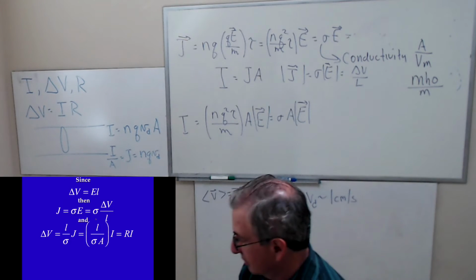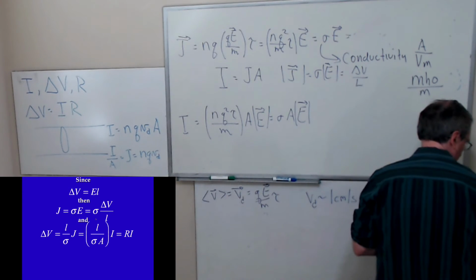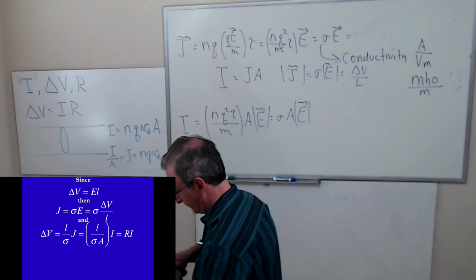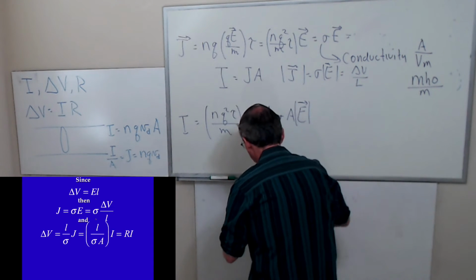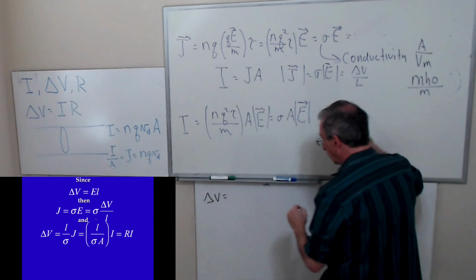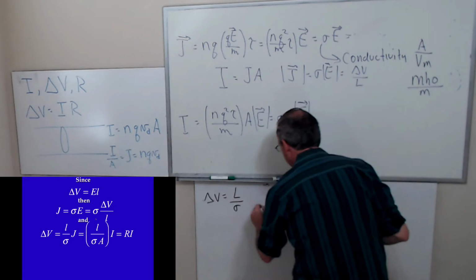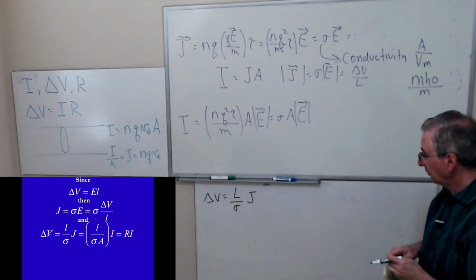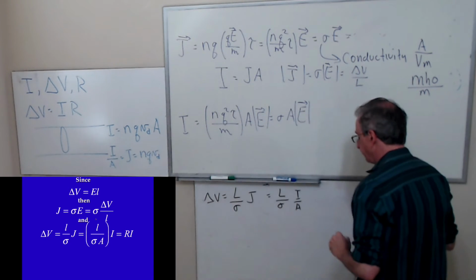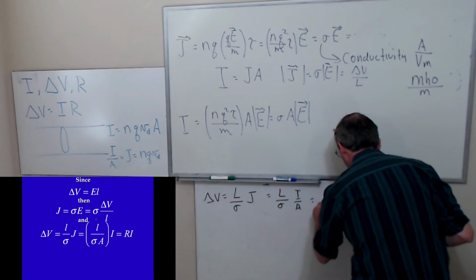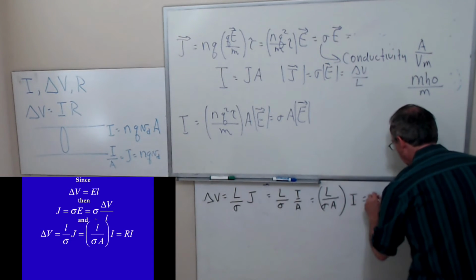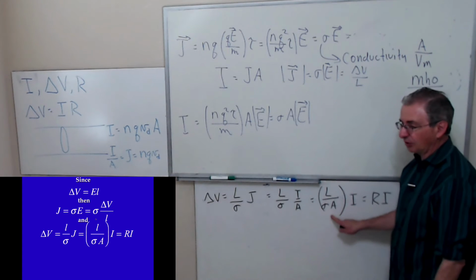Then we can write delta V. If I solve this for delta V, what am I going to get? I'm going to get L over sigma times J. But J is I over A. And so that gives me L over sigma times A times I. And I'm going to call this constant the resistance. So I've derived an expression for the resistance.